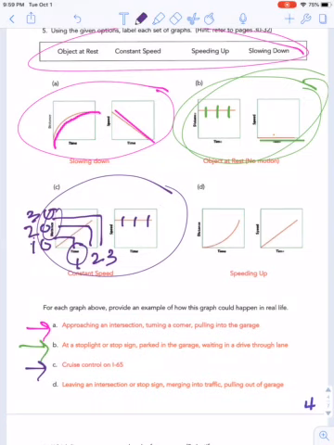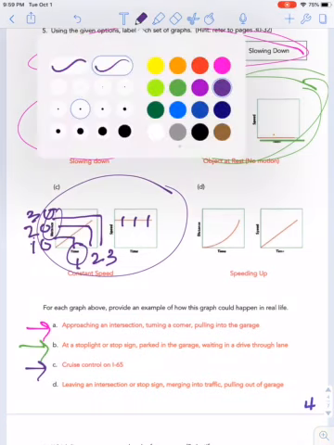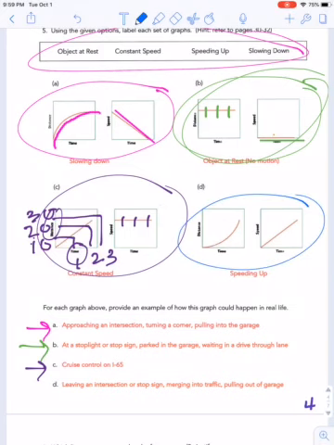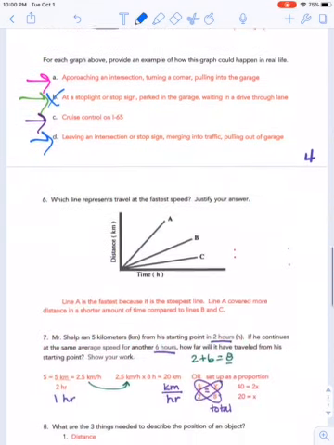Cruise control on I-65 was the example. Here is our final graph. Let's do our final color, and that is speeding up. We're speeding up. That over time we're getting a little bit farther away. Speeding up. So our real life application would be we are leaving that intersection or stop sign that we were previously stopped at. We're merging into traffic. We're pulling out of the garage. So be able to identify the graph and a real world application.